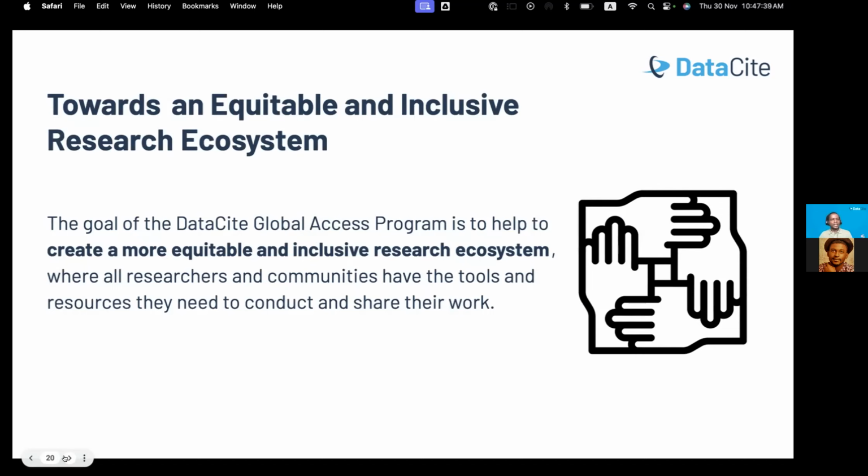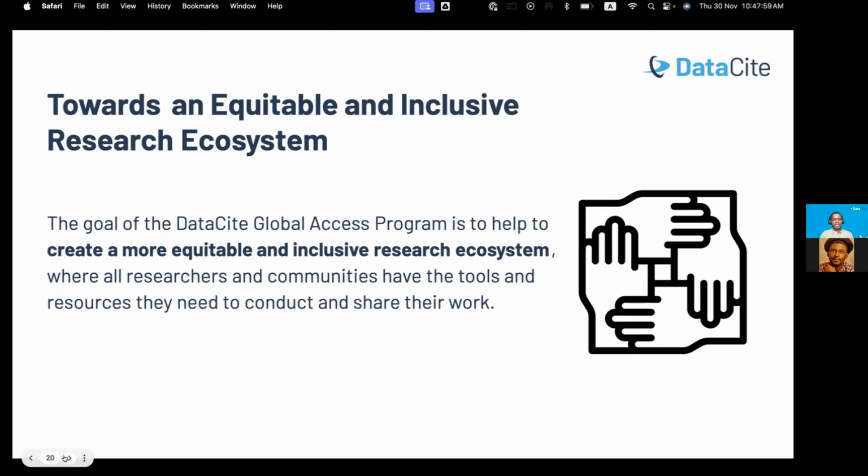We are all researchers. There are no restrictions, and communities have the tools and resources they need to conduct and share their work. Just make it available. How do we ensure this is done?